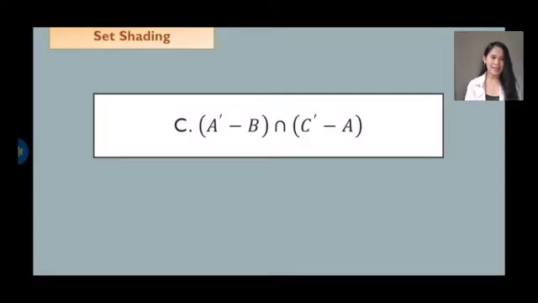For today's discussion, we're going to talk about the step-by-step process in set shading. I am tasked with letter C, which is A complement minus B, intersection C complement minus A.